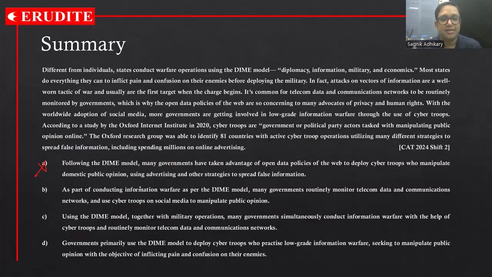The first problem that we see here is that it distorts the premise by saying together with military operations. The passage clearly mentions that even before military operations or the military is deployed, states use the DIME model. They target vectors of information before military is deployed. It is mentioned particularly here. Most states do everything they can to inflict pain and confusion on their enemies before deploying the military. In fact, attacks on vectors of information are a well-worn tactic of war and usually are the first target when the charge begins. So we see that together with military operations is a distortion. This attack on information happens before the military is deployed.